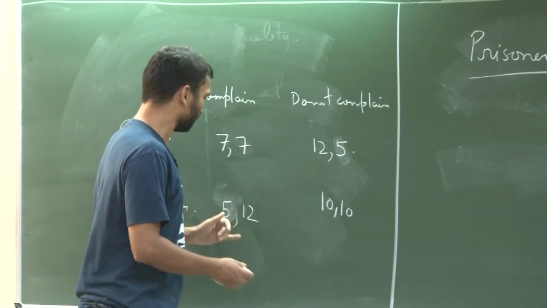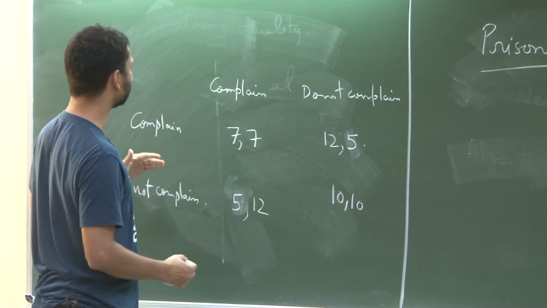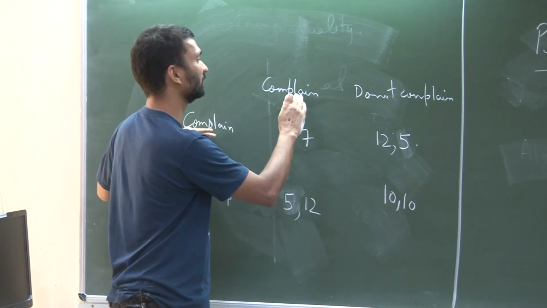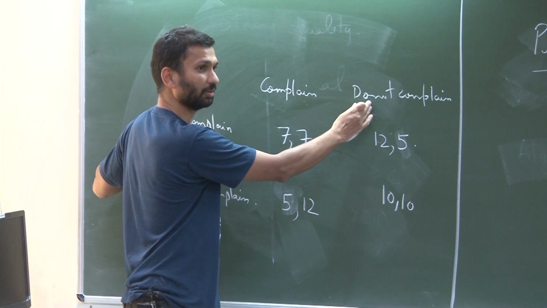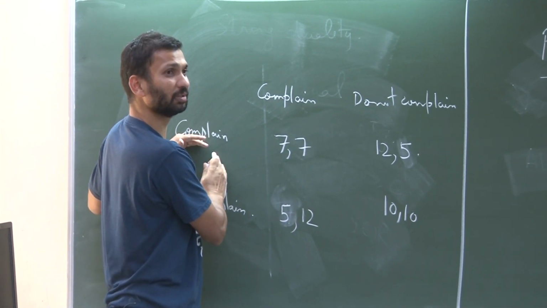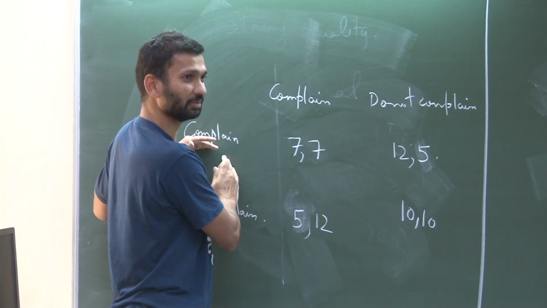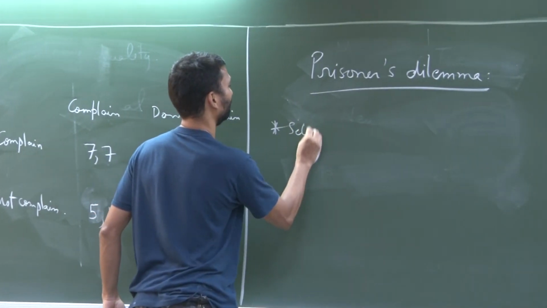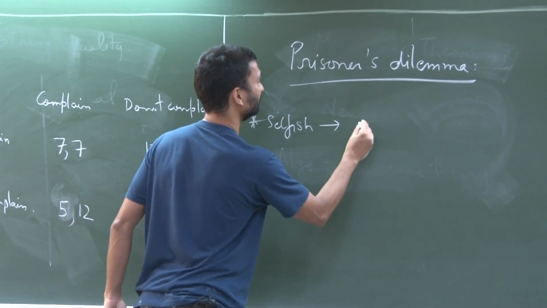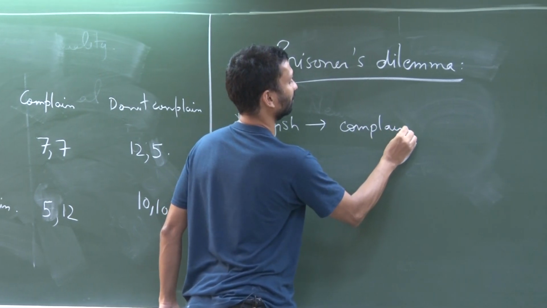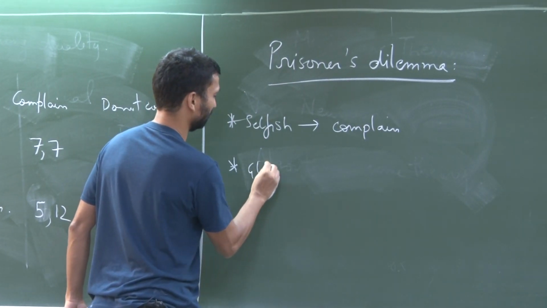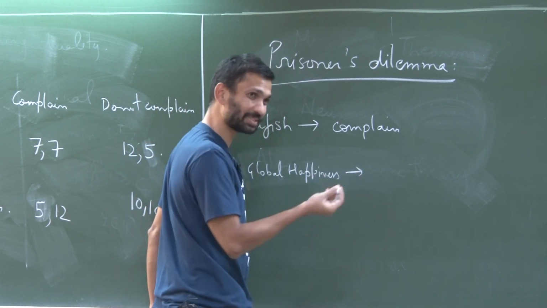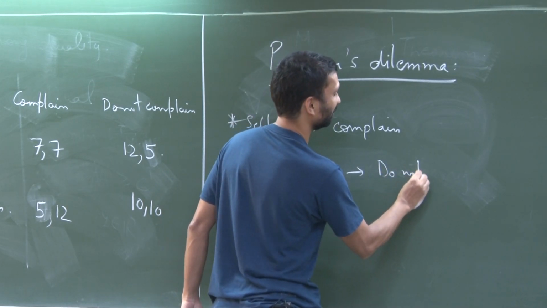Okay. So now, what do you think players should do? Exactly, right? So if you look at this matrix, let's say I'm looking at the first player. First player, irrespective of whether the second player complains or does not complain, he is better off complaining, right? So in that case, selfish reasoning suggests complain. But global happiness, and actually your personal happiness too, is maximized if you do not complain.